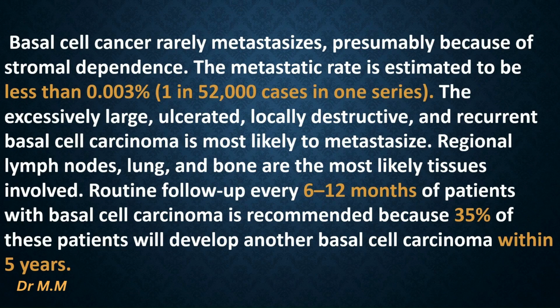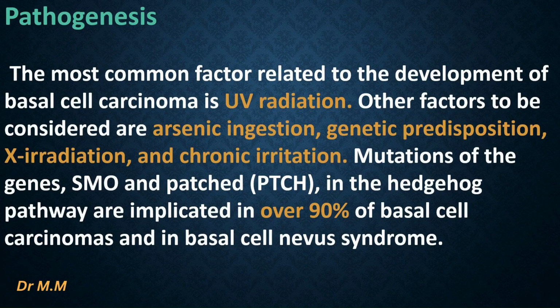The metastatic rate is estimated to be less than 0.003%, or 1 in 52,000 cases in one series. An excessively large, ulcerated, locally destructive, and recurrent basal cell carcinoma is most likely to metastasize. Regional lymph nodes, lung, and bone are the most likely tissues involved. Routine follow-up every 6 to 12 months of patients with basal cell carcinoma is recommended because 35% of these patients will develop another basal cell carcinoma within 5 years.